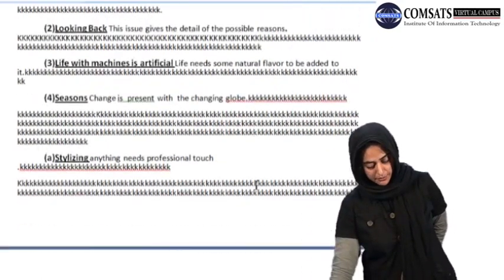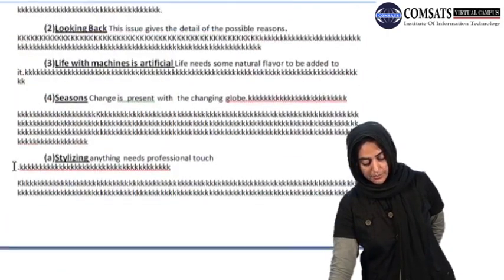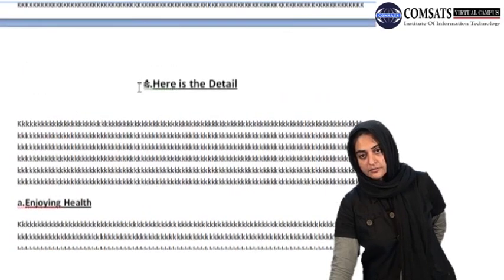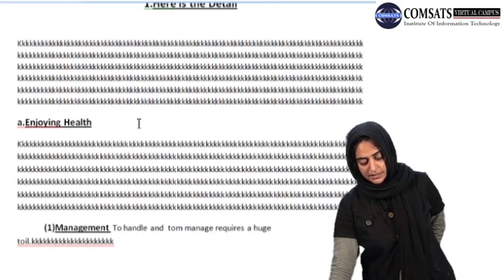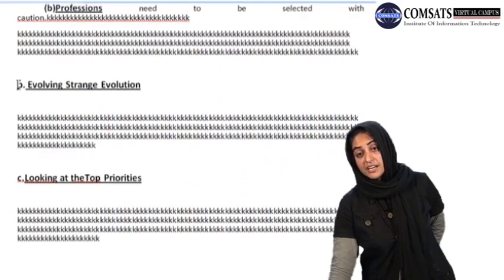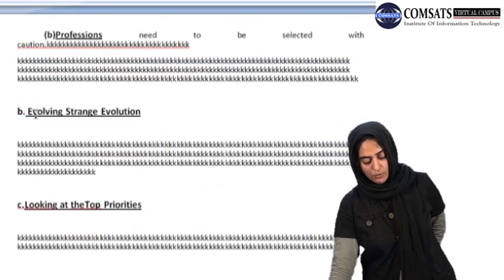Let us see where is the second degree. This is a third degree. Moving up. This is another third degree. Moving up. Here is the second degree. That means this third degree of heading, enjoying health, appeared for the first time as a subheading of the second degree, but after it we are having another third degree coming up over here, evolving strange evolution. This is also forming the subheading of the same second degree, here is the detail.